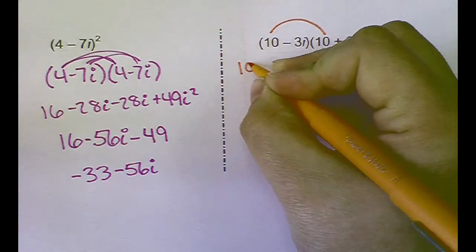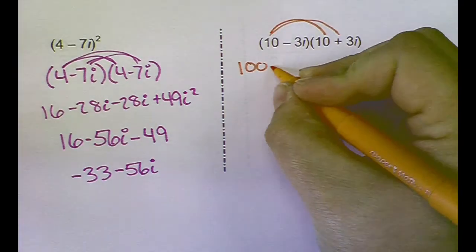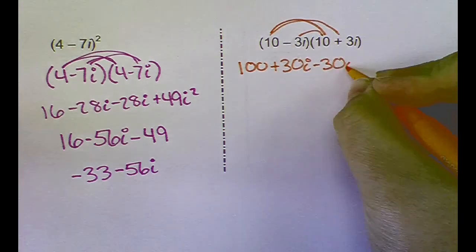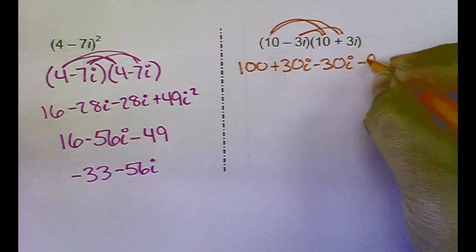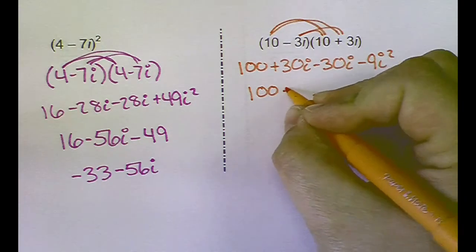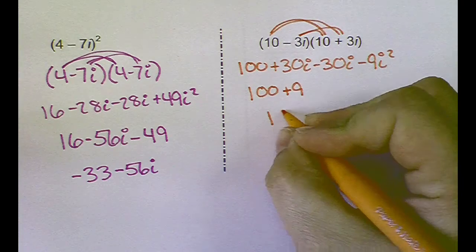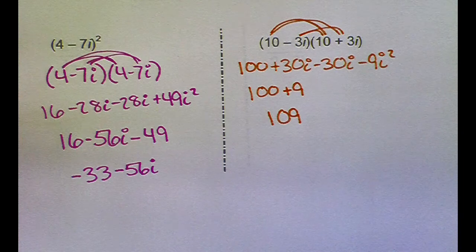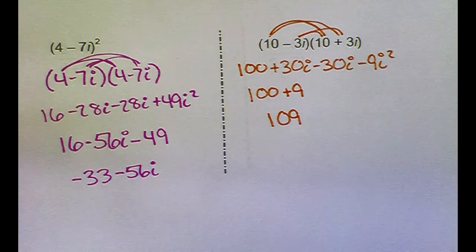We get 100 plus 30i minus 30i minus 9i squared. Well, the 30i's cancel each other. i squared is negative 1, so that becomes plus 9. I get just 109. When you multiply a complex number by its complex conjugate, you'll get just a real number. No i's anymore.